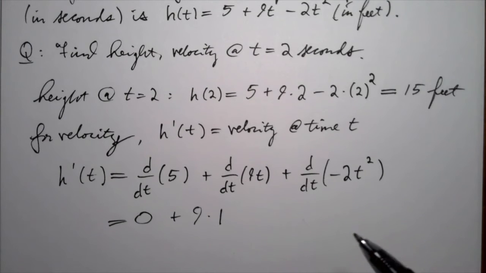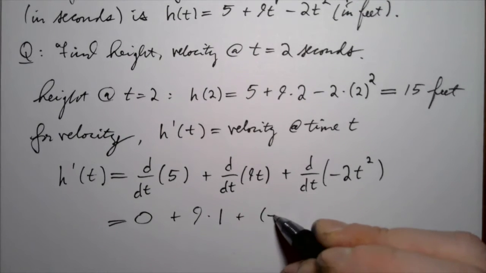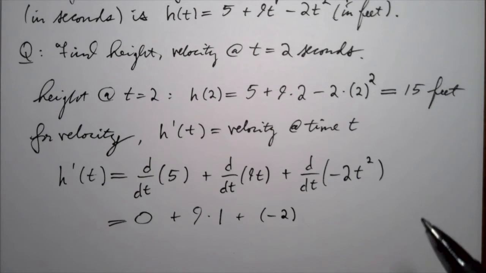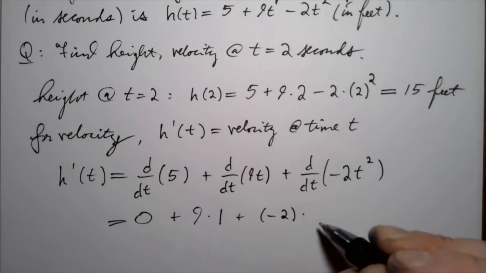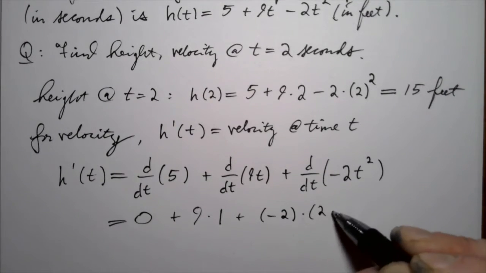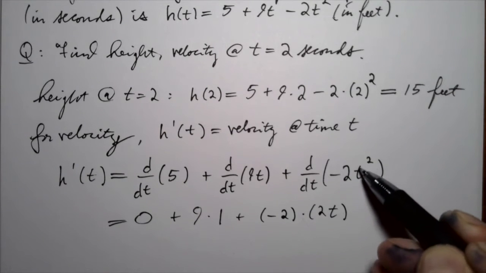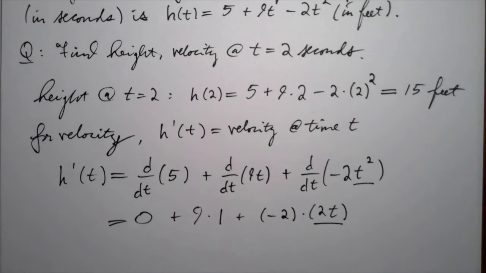Similarly here, the minus 2 comes out as a constant. So you can think of that as adding minus 2 times the derivative of t squared. What's the derivative of t squared? I already said what it is, it's 2t. So here, t squared, the derivative of that piece, becomes this. And so the velocity function is 9 minus 4t. Very nice.